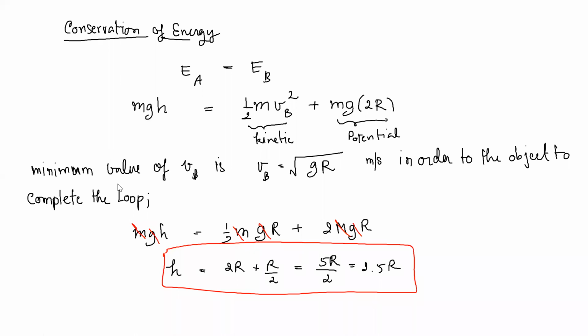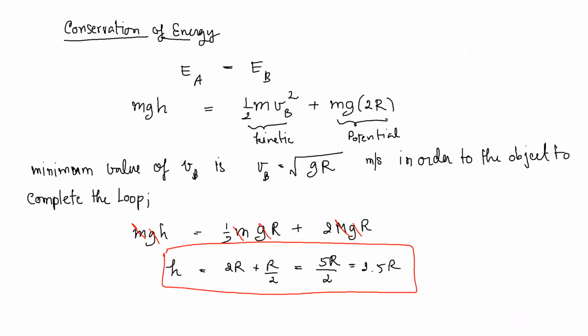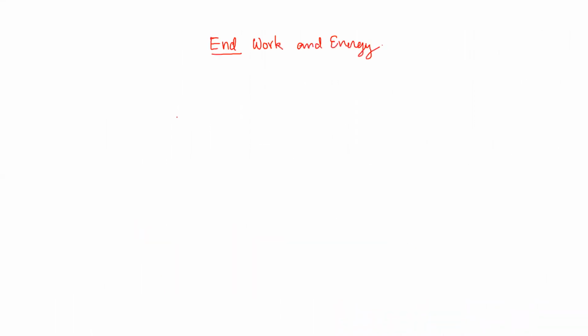That means that in order to complete the loop, the train should come down from a height of 2.5 times the radius of the loop. So if the loop has a radius of 10 meters, the train will go down from 2.5 times the radius, so it's 25 meters, to complete the loop. This is another example of conservation of energy.